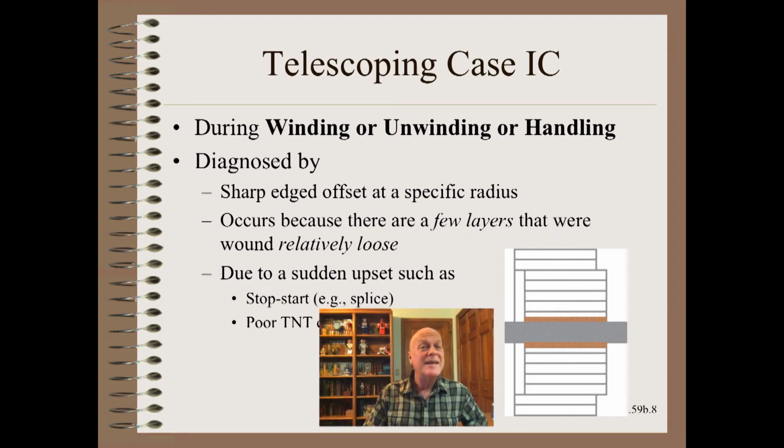Telescoping case 1C is caused when there is a fault in the roll, such as looseness caused by a winder stop. Again, as in the case of type 1A and type 1B, you would have a J-line inner layer slippage, but it would only be at the fault area rather than near the core.